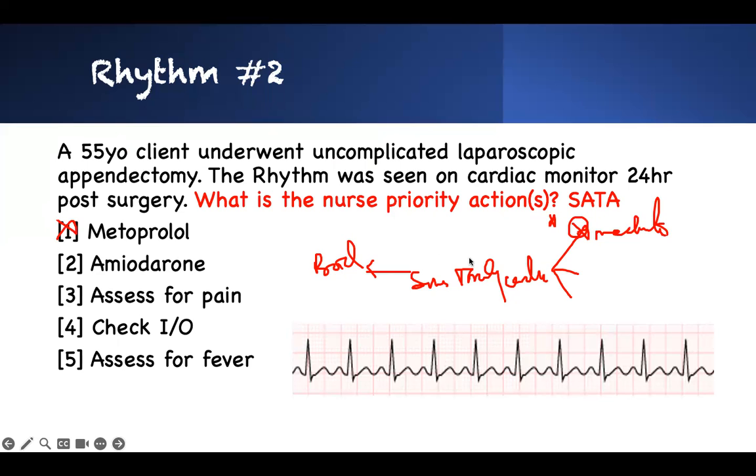This patient just had surgery. They may probably be in pain, so you assess for pain. Or they are dehydrated. Dehydration is also a cause of sinus tachycardia. The patient just had surgery, so check their intake and output, how much urine they're producing, and how much fluid you're giving them. It may be fever. Fever is a notoriously early sign that somebody is going to get sepsis, and when they have fever, their heart rate goes up. So assess for fever. Number three, amiodarone is a wrong choice.